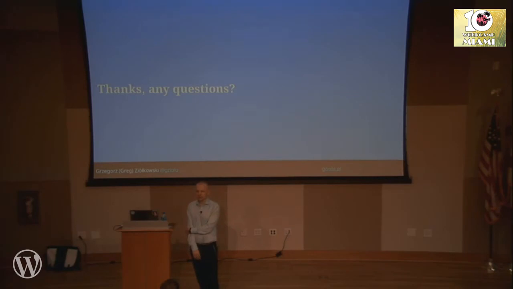And also, to answer both of your questions at once, there is support to mark a meta box as not Gutenberg compatible. So that would cause the editor to fall back to classic editor. And there's also a way to mark a meta box as only for backwards compatibility. Do we have other questions? Anybody?